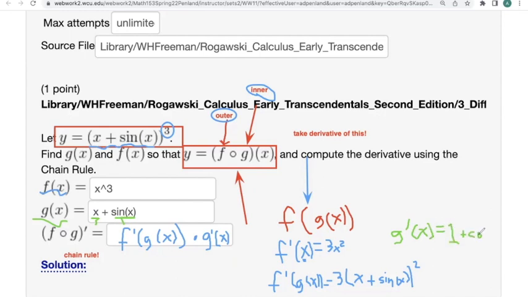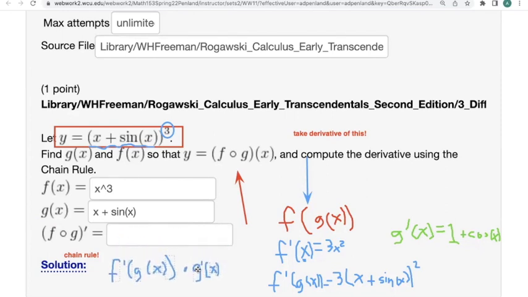So the answer that I have will be the product of these two things, the f prime of g of x and the g prime of x. And I'll just multiply these together. It's really important as we do this to make sure that we use parentheses correctly. And basically, whenever you're doing chain rule, you're going to want to have parentheses around the second term if there's more than one term. So plugging this into this pattern, my answer will be 3 times (x plus sine of x) squared, and then times (1 plus cosine of x).